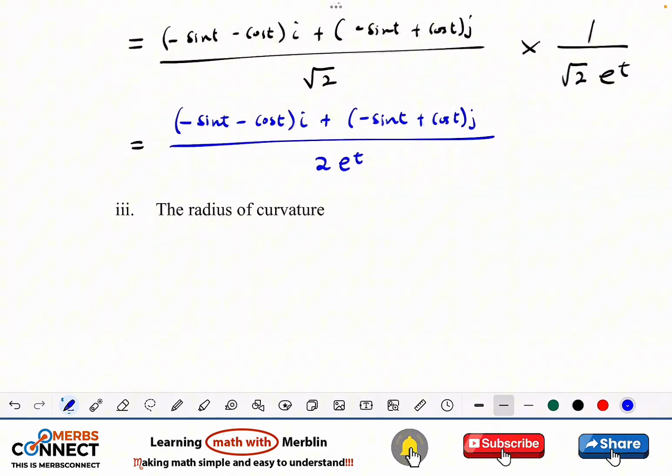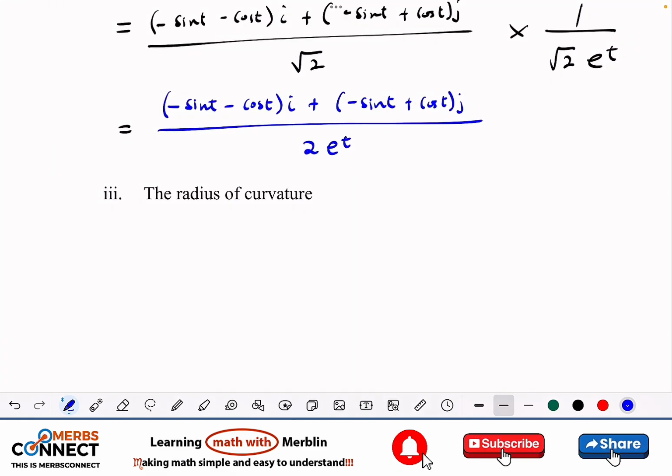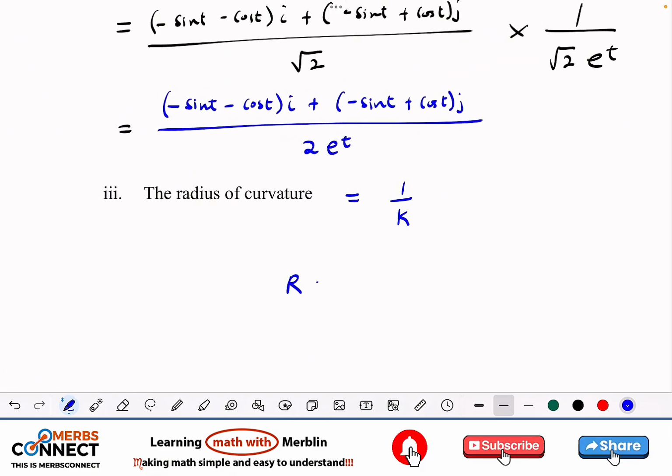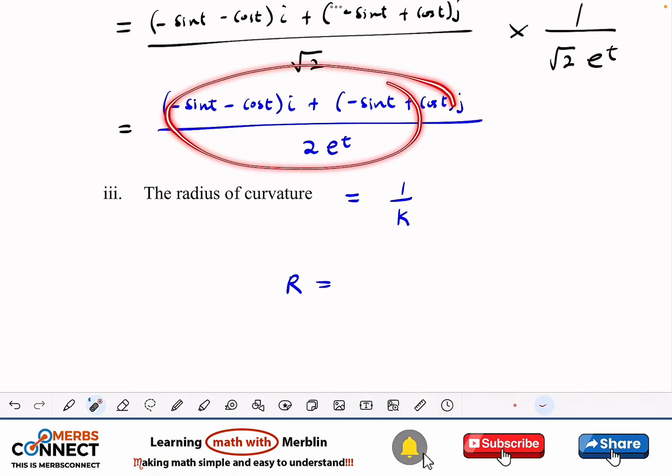So that is the curvature here. And then we know that the radius of curvature is basically equal to 1 divided by the curvature, right? So it means that the radius will be equal to 1 over this, we will reciprocate it.